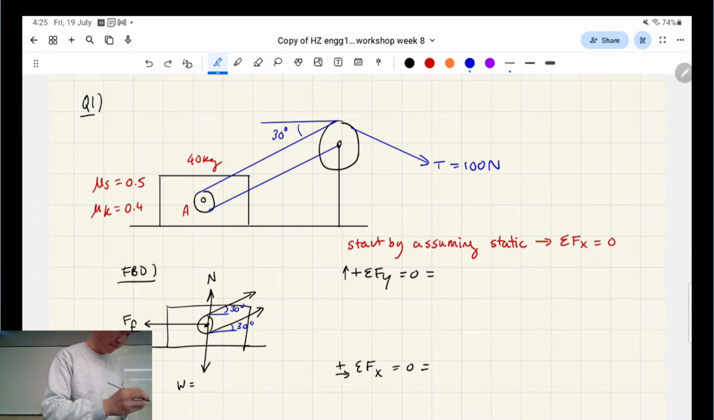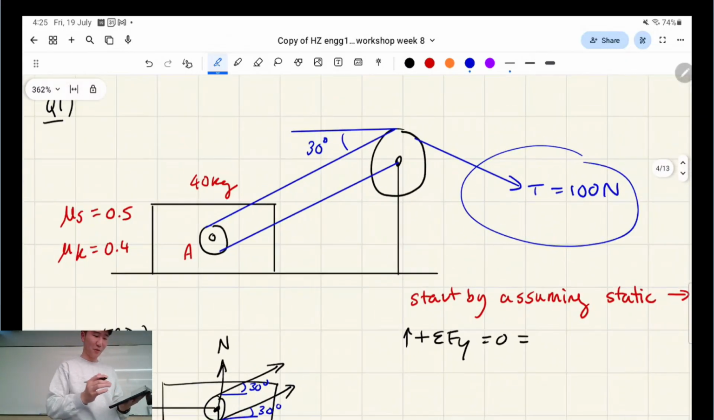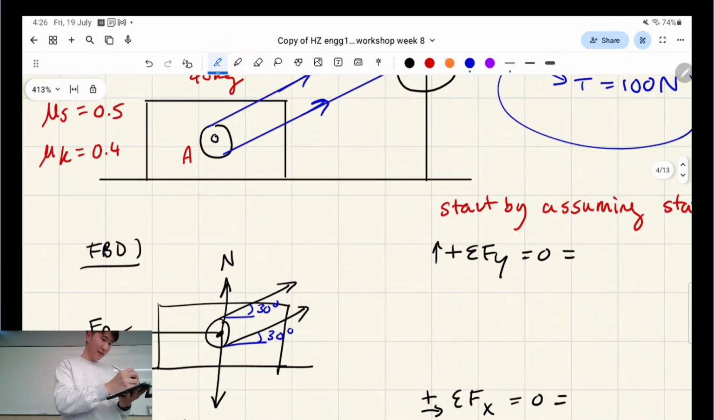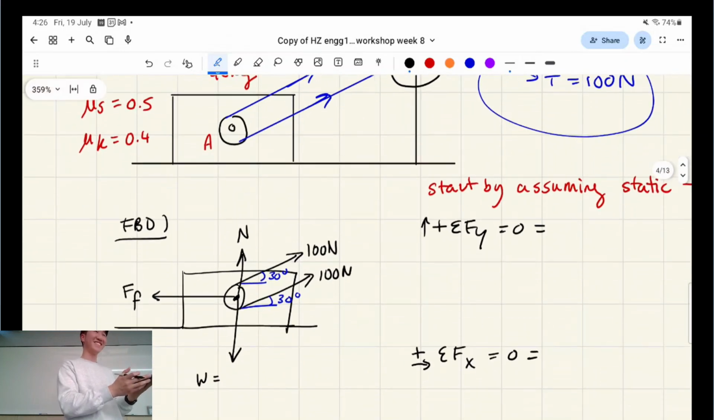So, wait, does it? Yes. So basically, the tension in this rope is 100 and has to stay consistent for that rope. But there are 2 bits of rope which are pulling on this box, correct? So we have 100 newtons of force on both these parts of the rope, right? Does that make sense? Yeah.